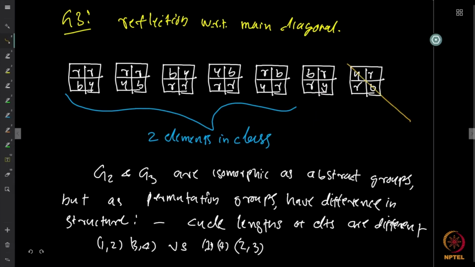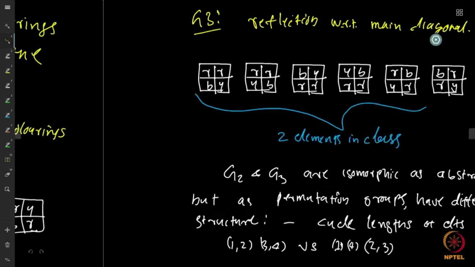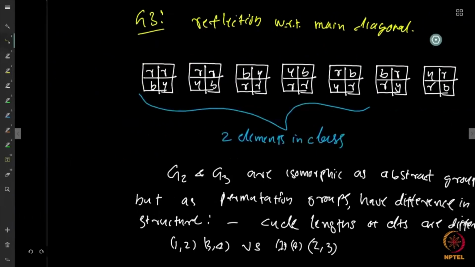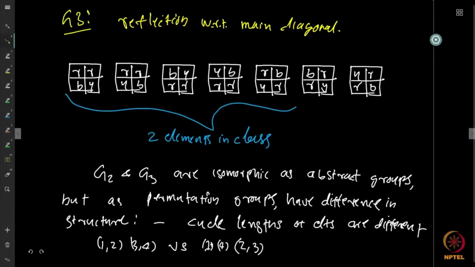Similarly, if you look at YB and RR, there is only one element in this class. So these are different under the reflection with respect to the main diagonal. Therefore, instead of the 6 inequivalent colorings we had before, we have 7 inequivalent colorings here: 1, 2, 3, 4, 5, 6, 7. So G2 and G3 are isomorphic as abstract groups, but as permutation groups have different structure.